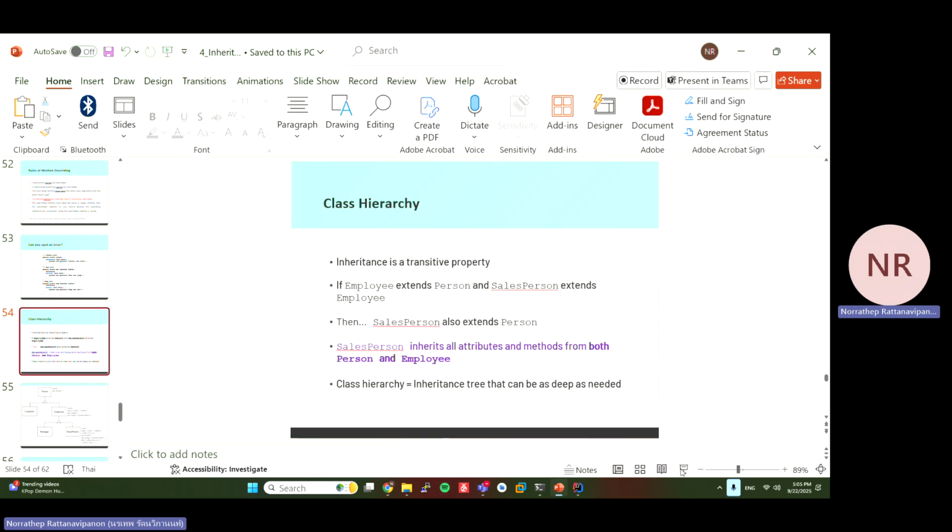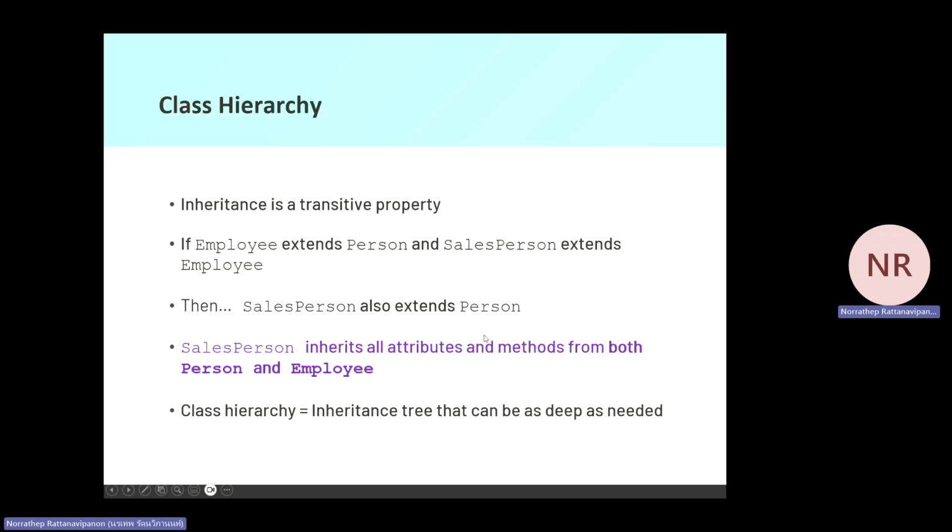Inheritance follows this concept. Basically, inheritance is a transitive property. If Employee extends Person, and then you have another class called Salesperson that extends Employee, this means that Salesperson inherits everything that Employee has, including the stuff that Person has as well. In other words, Salesperson also extends Person.